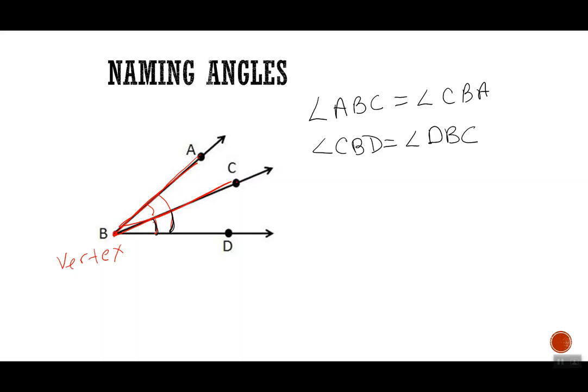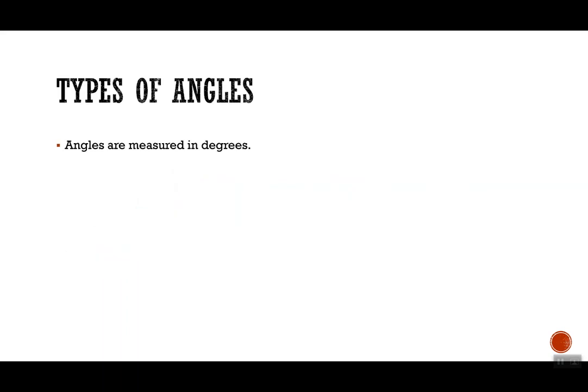Say we want to talk about this really big angle that's formed by these rays. B is still going to be the vertex, but this time I would want to say either angle ABD, or I could say angle DBA. One's not more right than the other. It's however you choose to say it, as long as you put that middle point there for the vertex. So we're going to have a bunch of different types of angles that we need to get through. Each of them are going to be measured in degrees.